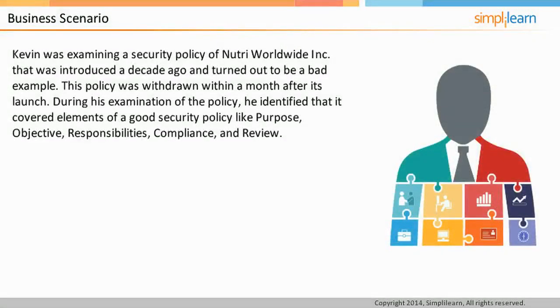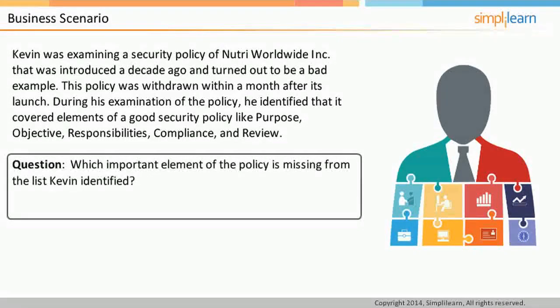Kevin was examining a security policy of Nutri Worldwide Inc. that was introduced a decade ago and turned out to be a bad example. This policy was withdrawn within a month after its launch. During his examination of the policy, he identified that it covered elements of a good security policy like purpose, objective, responsibilities, compliance, and review. Which important element of the policy is missing from the list Kevin identified? Scope is the missing element in the policy.